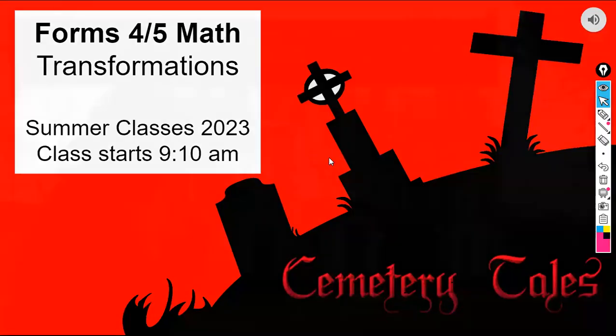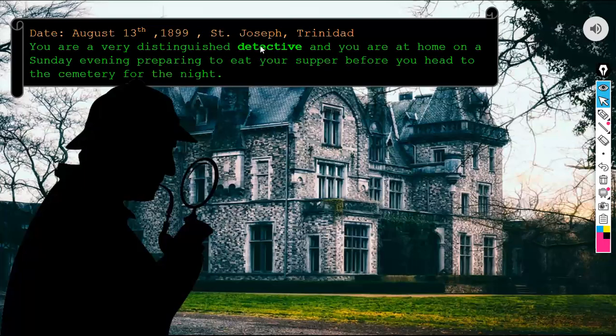Right? So let's move to the first. This here is the storyline. Give it a quick read. You are a detective, a very distinguished detective in the year 1899. That's around Sherlock Holmes time. So you're going to pretend that you are this great detective, but you have a unique ability, all right?